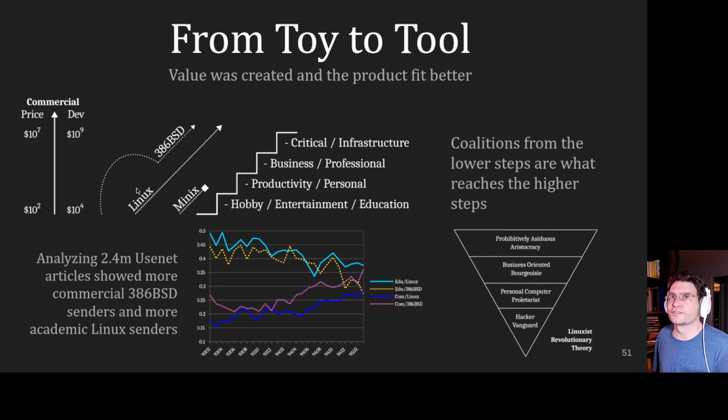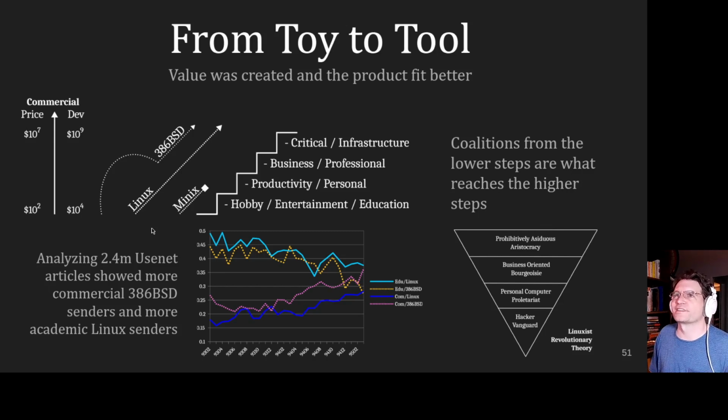So Linux really started off in hobby, entertainment, and education, and it's from Minix. But then it became a personal computer or productivity application, then went to business and professional uses, and then it went to critical infrastructure. Minix kind of stopped. And then 386 BSD, I argue, tried to skip it, and I think that's one of the reasons it didn't do that well. I analyzed 2.5 million Usenet posts that showed there were more commercial 386 BSD senders and more academic Linux senders as they did this transition. Over time, you can see that the educational Linux senders decreased and the commercial increased as this transition went up.